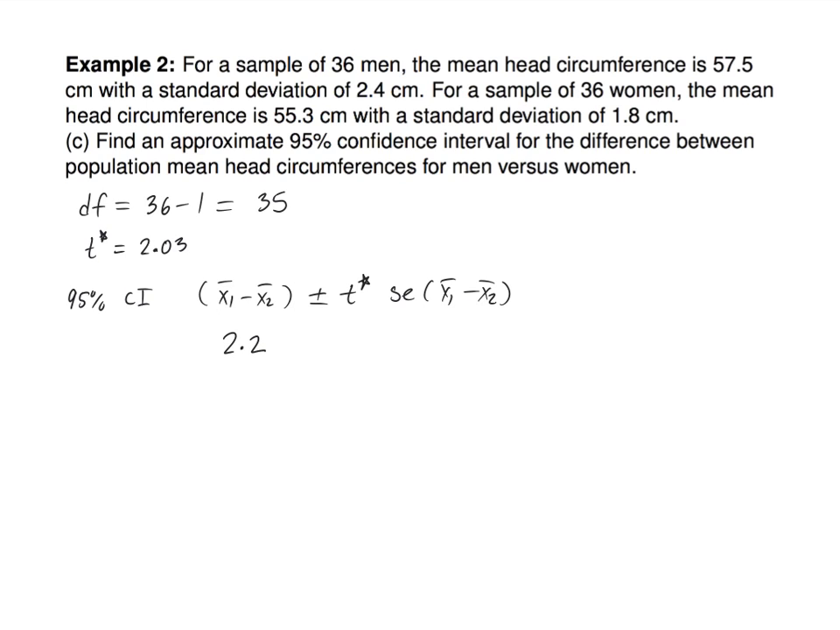So that's 2.2 plus or minus 2.03 times 0.5. Okay, so what did you guys get for the lower number? 1.185, so that would be 1.19 if we round to two places. And on the high end, 3.22. If you have more decimals than I asked, that's also fine.